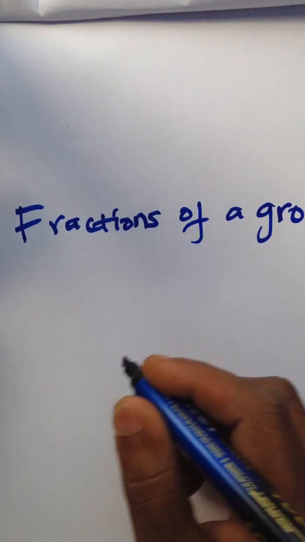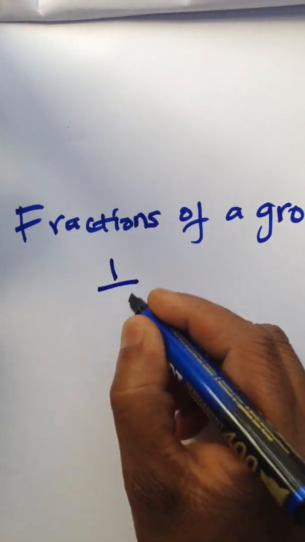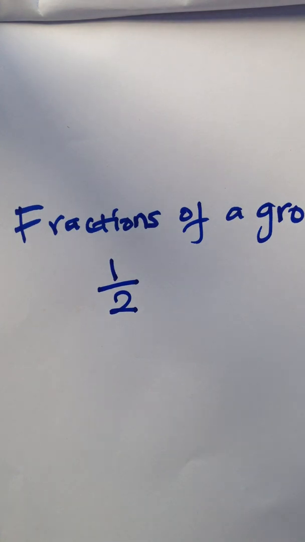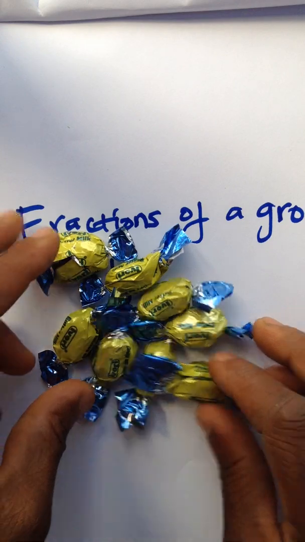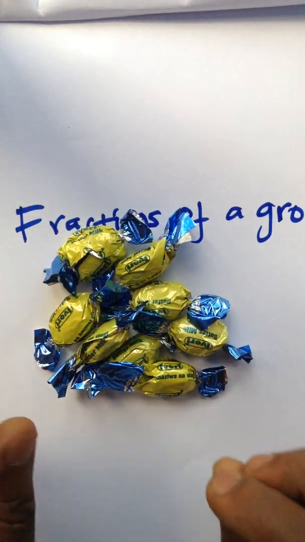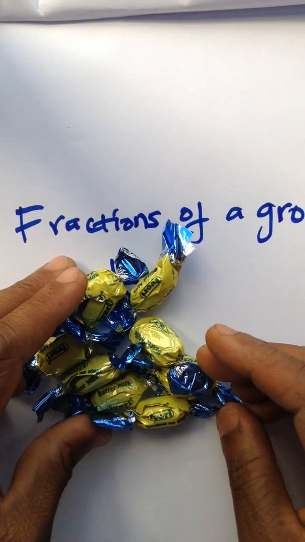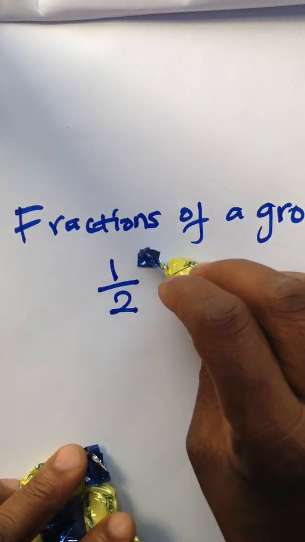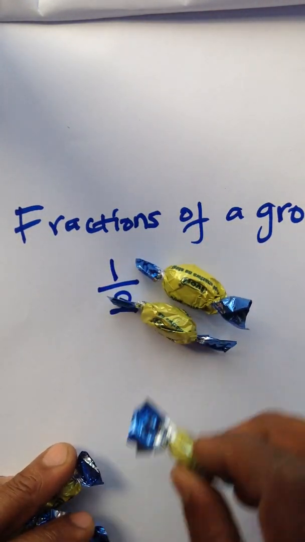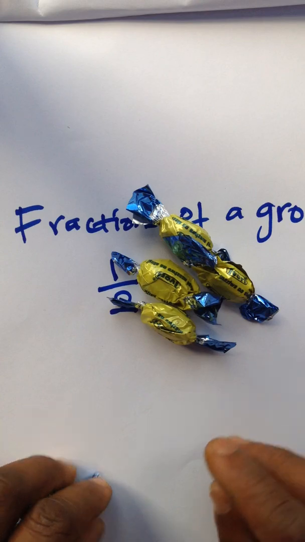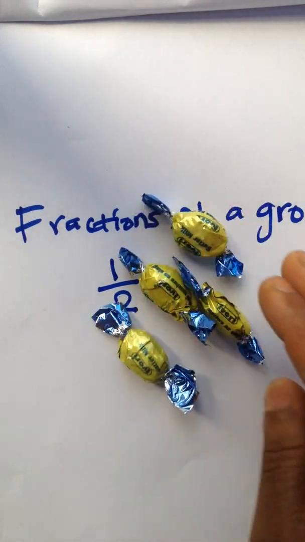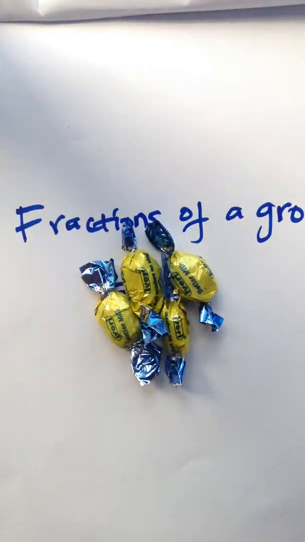So we are going to start with a half. Remember, a half is 1 out of 2. Let's, for example, say we have a group of sweets. Let's count 4 sweets. 1, 2, 3, 4, and we'll put the rest away. So I have a group of 4 sweets.